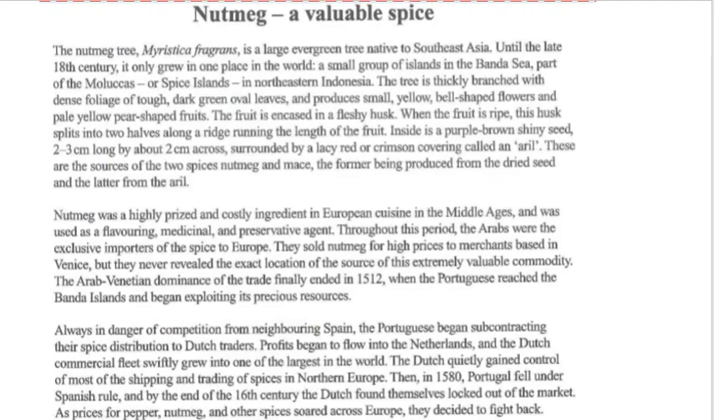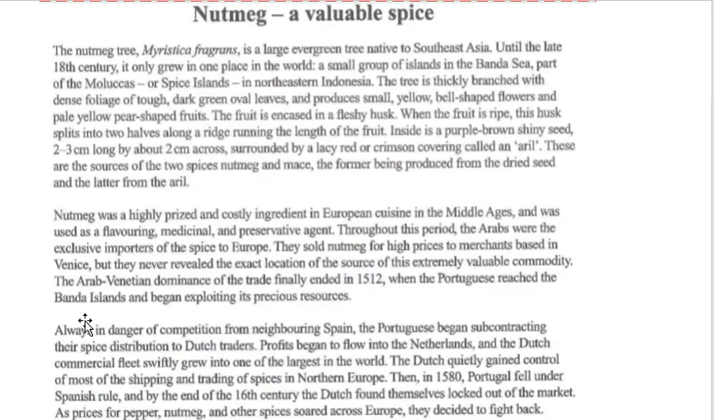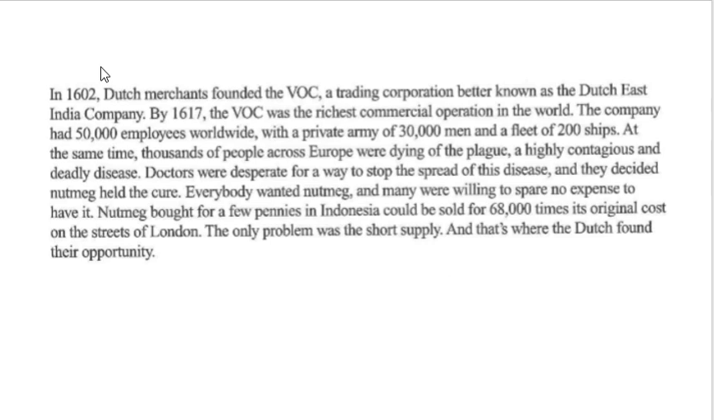Now let's look at what the name of the disease was, but before that let's see how to find the answer. When you quickly skim, you are able to see the year 1512, but we are looking at the 17th century. We want to find something related to the 17th century. Let's read. Here, if you skim, you are able to see 1580, so here you can find the 16th century. We don't need to read all this. Here it says 1602, 1617. So now I think it's going to be here.